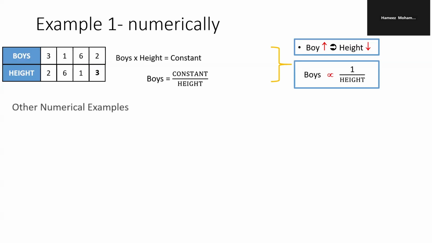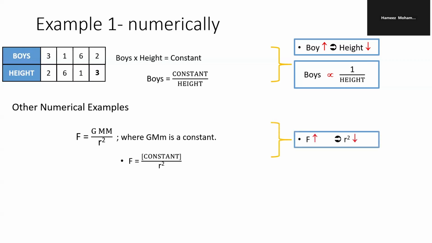So other examples, let's use the idea of the gravitational force of attraction, where F is equal to GMm on r squared, and GMm is a constant, then it's some constant divided by r squared. So what that means, the force of attraction, let's say between the Earth and the moon, will be proportional to 1 over r squared. So as the force increases, r squared decreases. Or we can write it F is indirectly proportional to 1 over r squared.